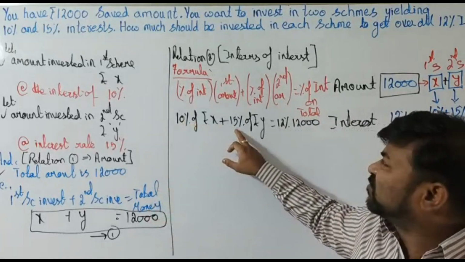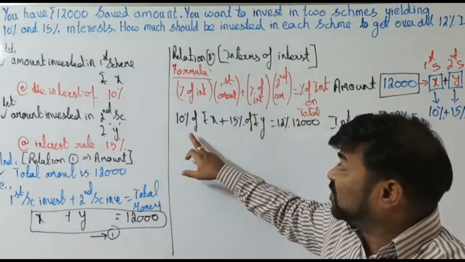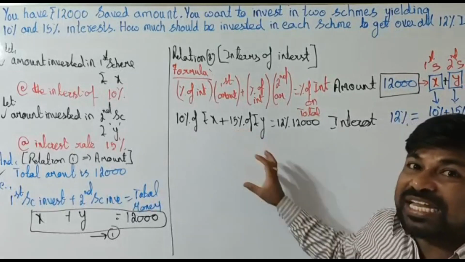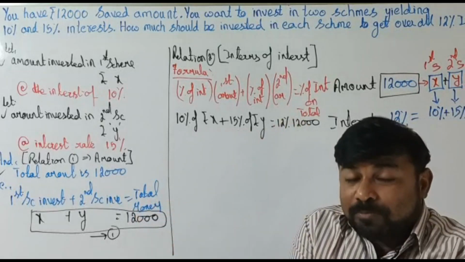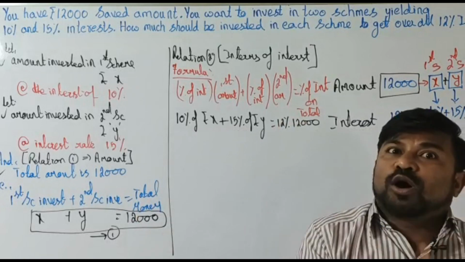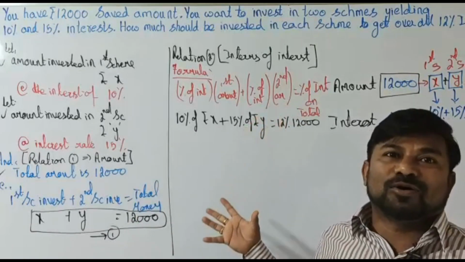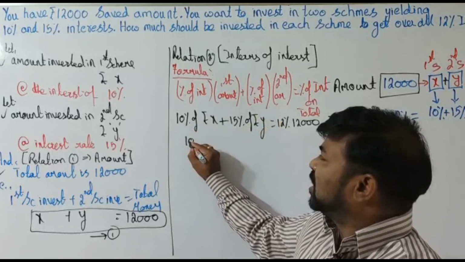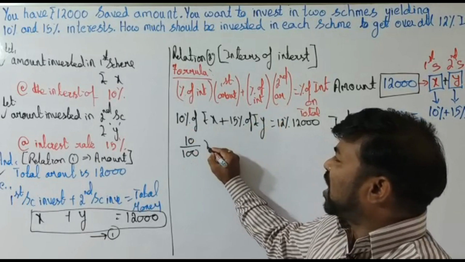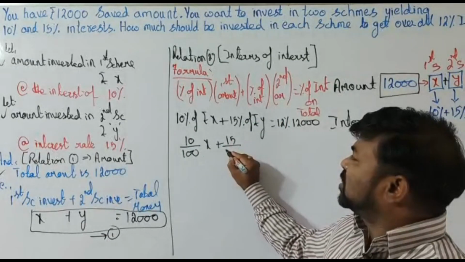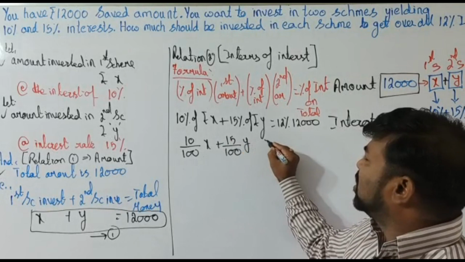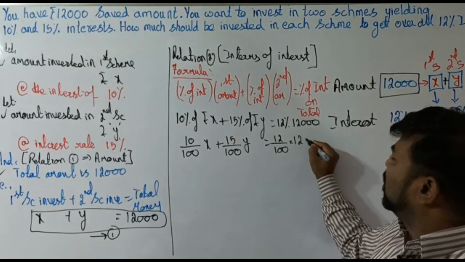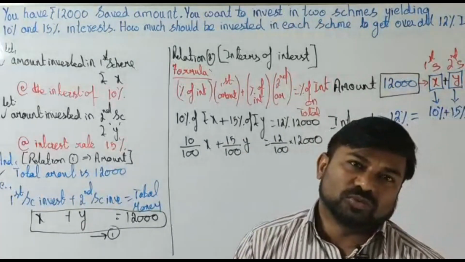10% of X plus 15% of Y. The profit we get on the first investment plus the profit we get on the second investment, if you sum them up, equals the profit we get on the total amount. Now, if you convert this, 10% means 10 by 100 of X plus 15 by 100 of Y equals 12 by 100 of 12,000.